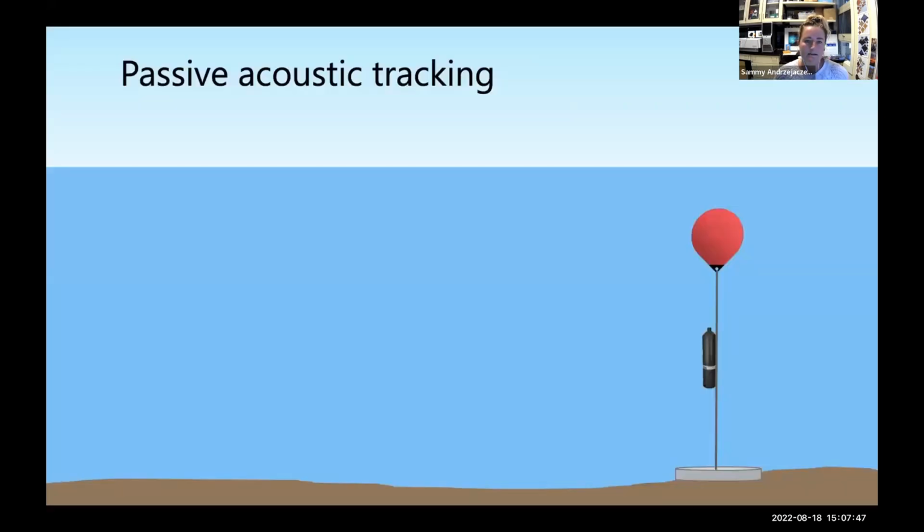So one of the main types of tags we use is passive acoustic tracking. How this works is we have a tag attached to an animal, and then we have an array of receivers, or what we call hydrophones or listening arrays. When a tagged animal swims past them, it will record a detection of that unique individual in space and time. So they're really accurate around where we have these arrays.